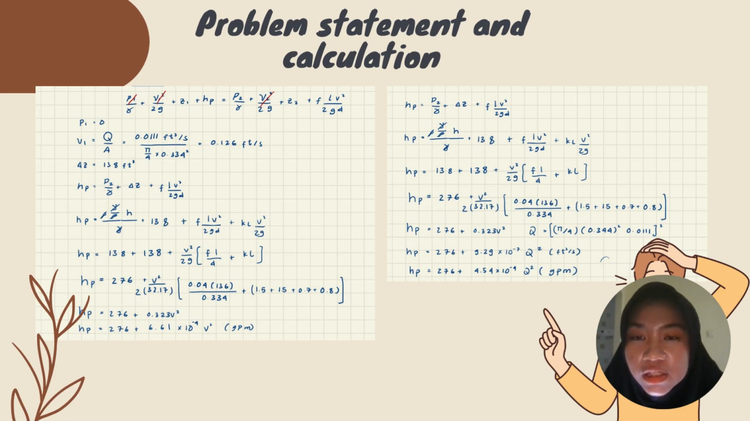These are the calculation. This is the Bernoulli's equation, and this one is the horsepower. So it's equivalent to HP is equivalent to pressure 2 over gamma plus delta Z plus f L V square divided by 2 g D, and so on. So this is the horsepower. So from this equation, we need to calculate and label the graph that is already given for the centrifugal pump.